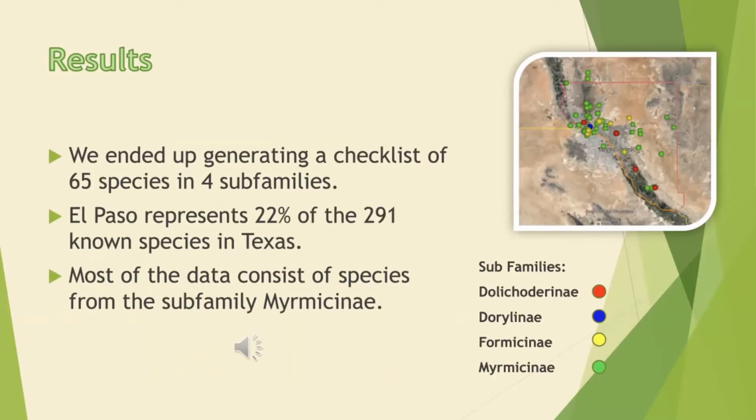The checklist consisted of 65 species in 4 subfamilies. In an article by S.T. O'Keefe and other scientists, 291 known species of Texas ants were recorded, meaning that El Paso would represent 22% of the 291 known species. The map to your right represents the 610 records found using the 2 databases. And you can also say that the data consists more of species from the subfamily Myrmicinae based on how many green dots are on the map.